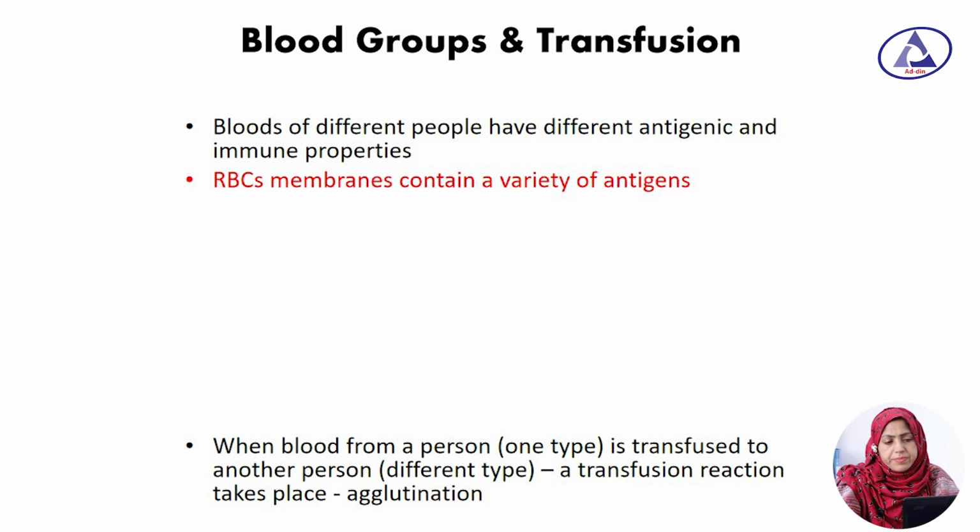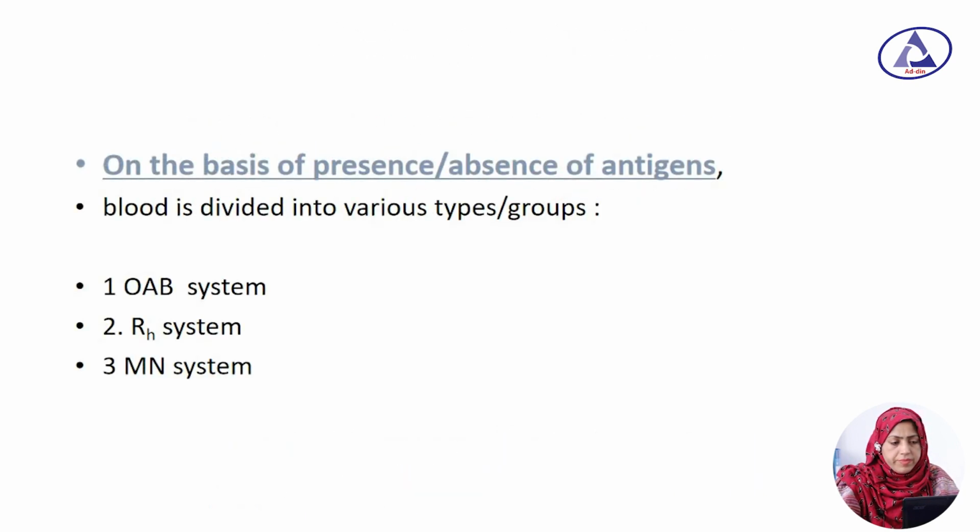Blood of different people has different antigenic and immune properties. The RBC membrane contains a variety of antigens. On the basis of presence or absence of antigen, blood is divided into various types or groups. Mainly the ABO system, Rh system and MN system.